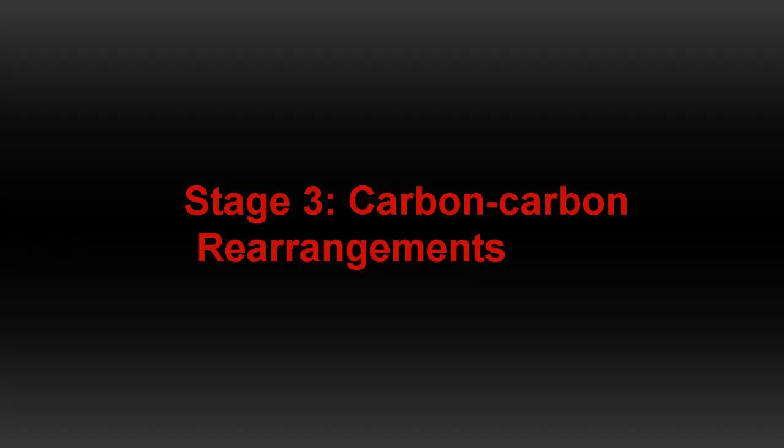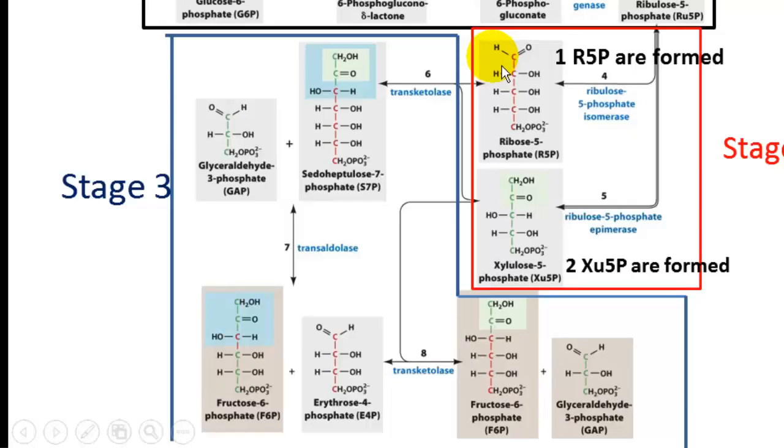Let's say the DNA and RNA, or the nucleic acids, are completely content or no longer really in need. Then we can move on to stage 3. Stage 3 in this pathway is the carbon-carbon rearrangement pathway. We have 3 enzymes here: a transketolase, a transaldolase, and then a transketolase.